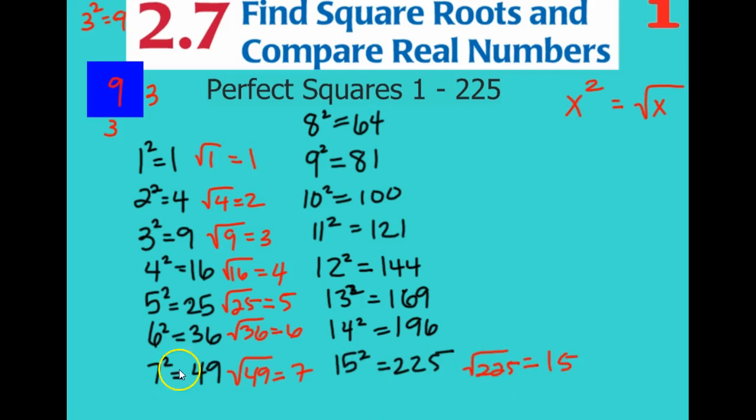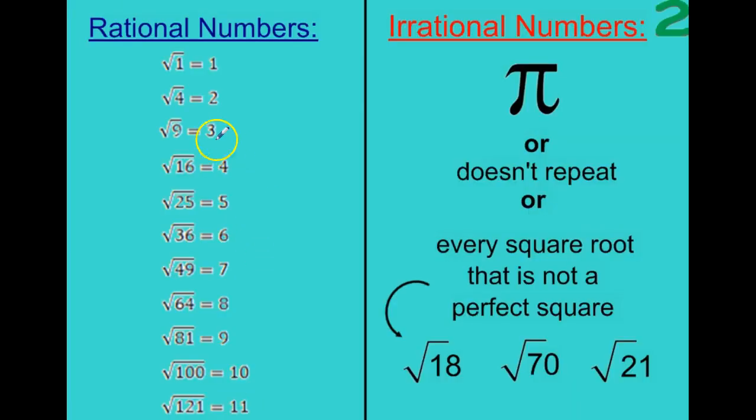So we're going to be looking at these numbers. All of our perfect squares are what we call rational numbers because they make sense. They're nice whole numbers. They don't have any decimals. So like I just said, here are some of our rational numbers, like the square root of 4 because it's really just 2.